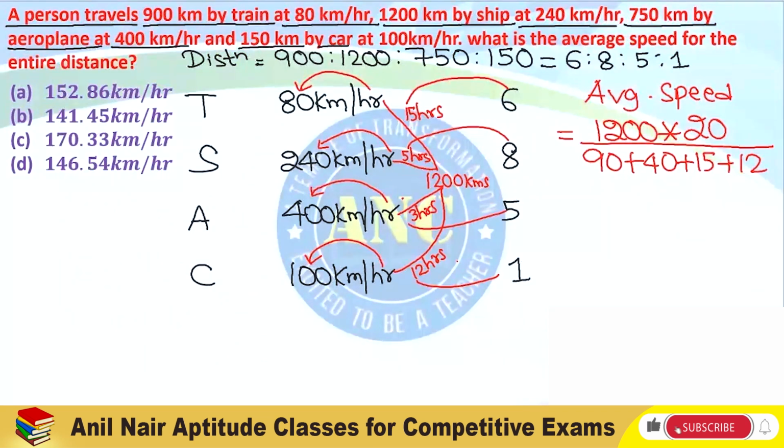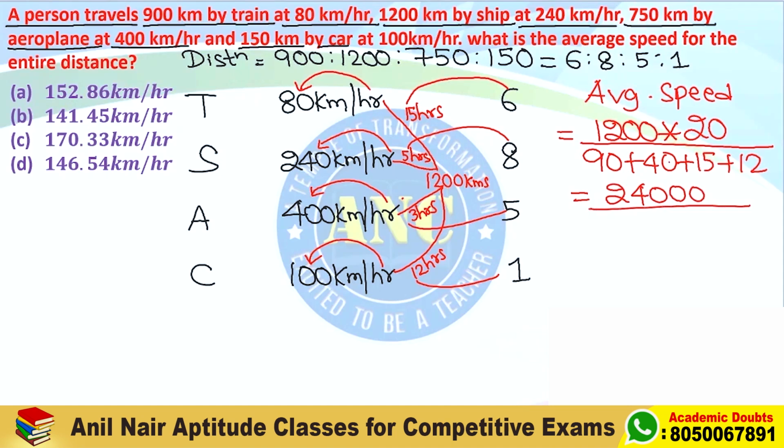Now I believe that you are super fast in calculating all these values. Just calculate it, sir. 1200 into 20, it should be 24,000, and 130 plus 15, 145 plus 12, it should be 157. 24,000 divided by 157 kilometers per hour should be the answer. Just calculate it. I think, if I am not wrong, because 157 into 157 is closer to 24,000, so somewhere it will be closer to 152.86 is what I think.